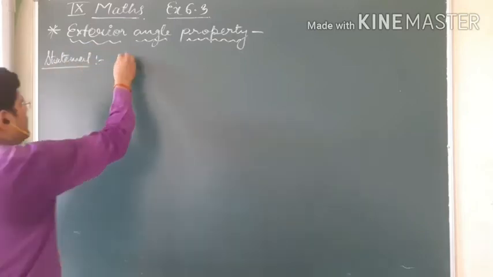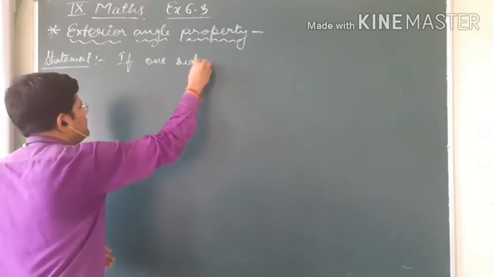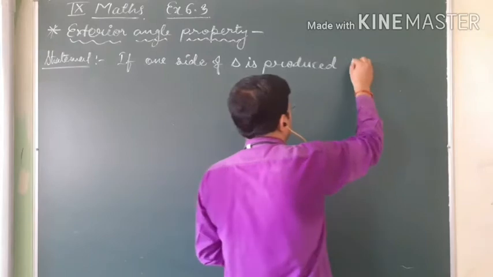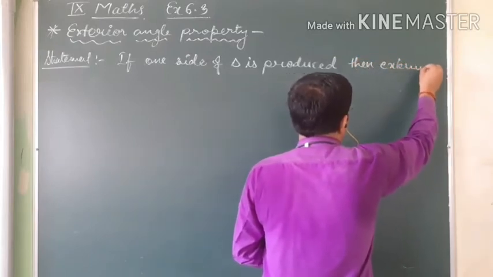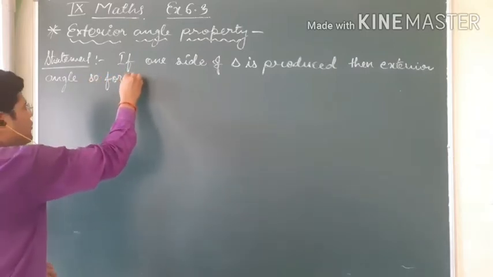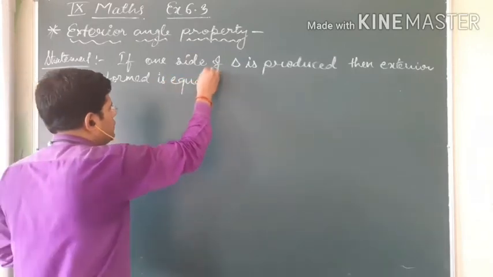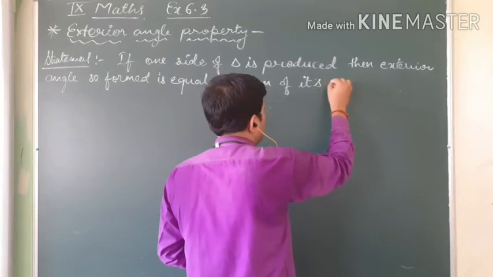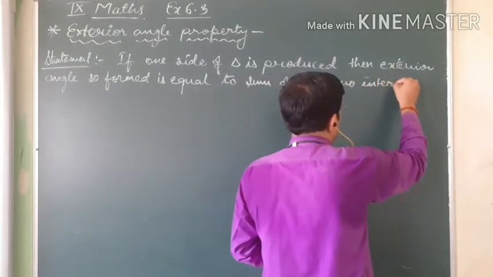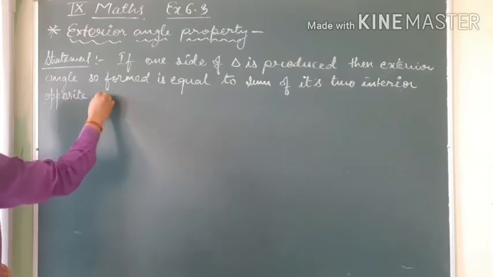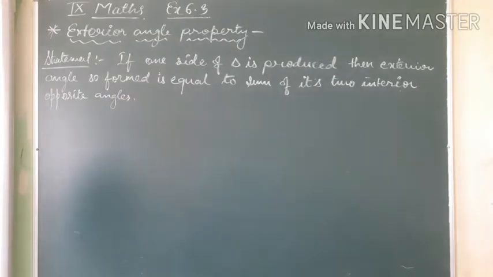For the statement we have: if one side of a triangle is produced, then the exterior angle so formed is equal to the sum of its two interior opposite angles. What is the statement? If one side of a triangle is produced, then the exterior angle so formed is equal to the sum of its two interior opposite angles.